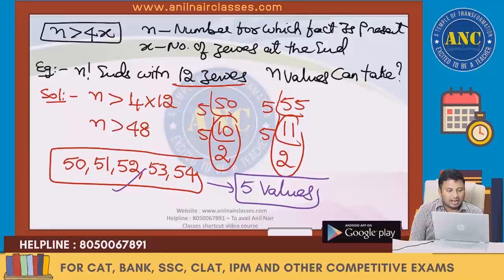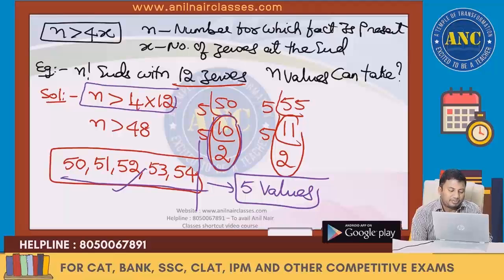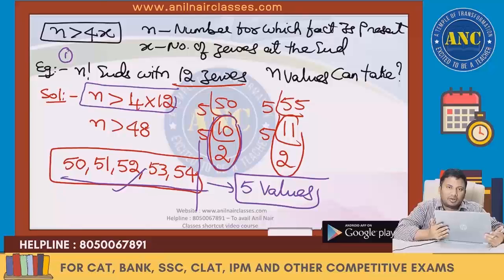N factorial ends with 12 zeros. How many values n can take? N is greater than 4x, n is greater than 48. What is the multiple of 5 greater than 48? 50. 5 tens are 50, 5 twos are 10. 10 plus 2 is 12. So if 50 has got 12 zeros at the end, till the next multiple of 5, I will get the answer. 50, 51, 52, 53, 54. I hope it is clear. 2 more examples so that this concept is extremely clear to you.